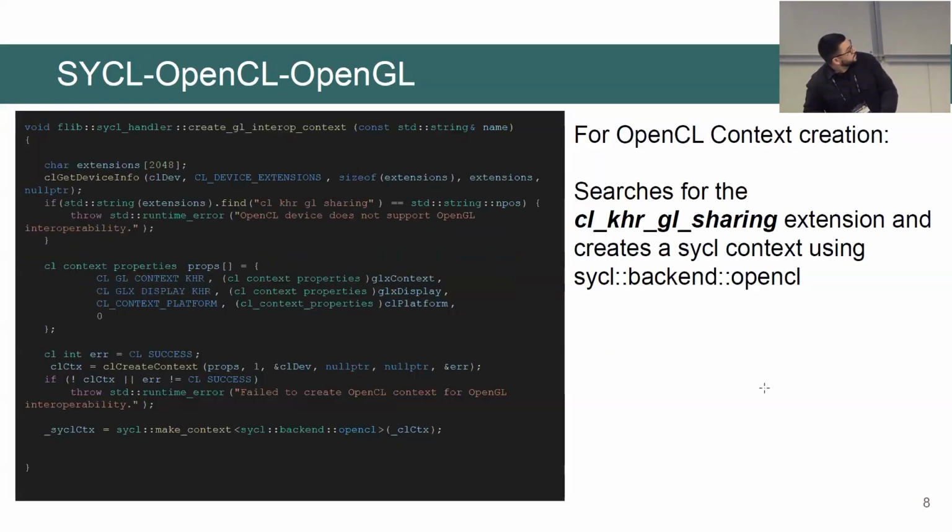This is the example of the OpenCL context creation. Basically, it only searches for this extension. This extension enables using the OpenGL buffer objects as OpenCL memory objects. So that is why this code needs to find that extension. It's mandatory.